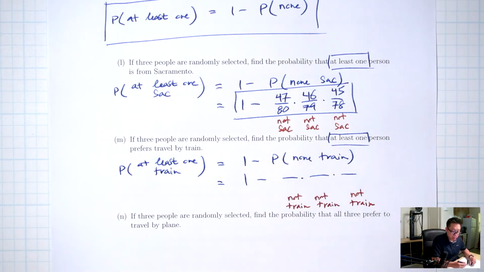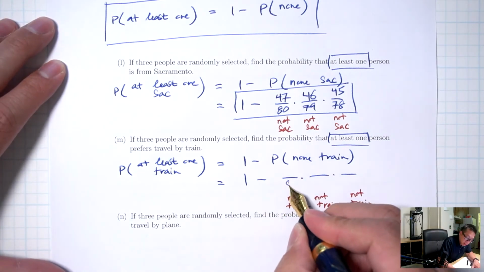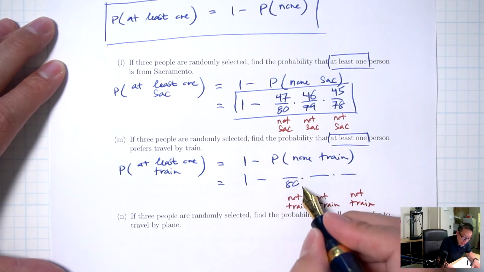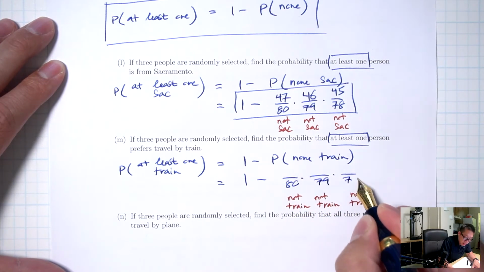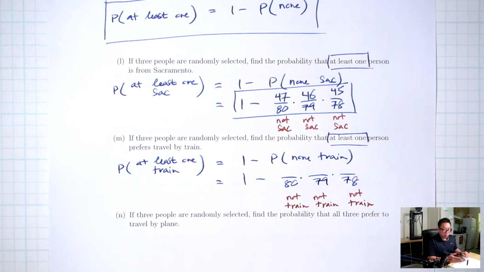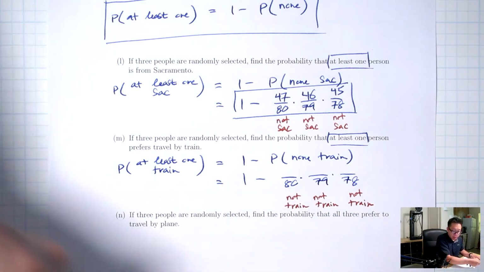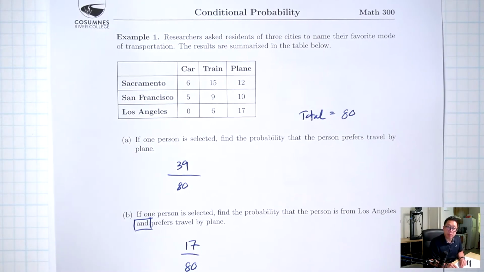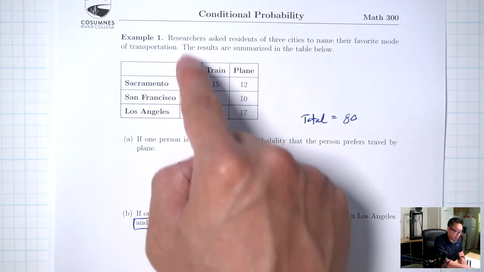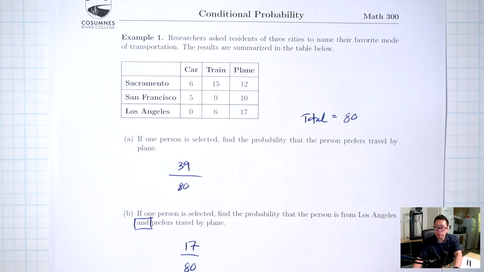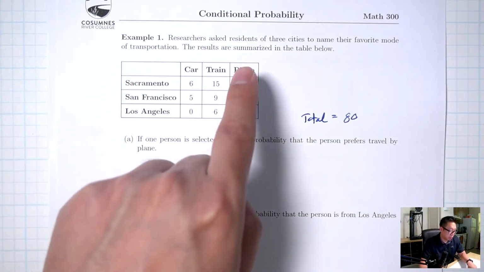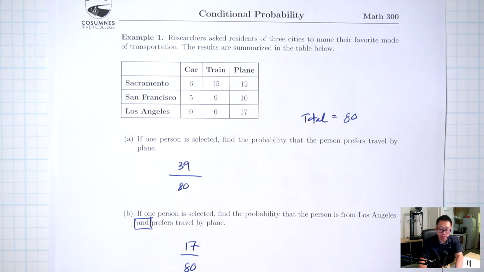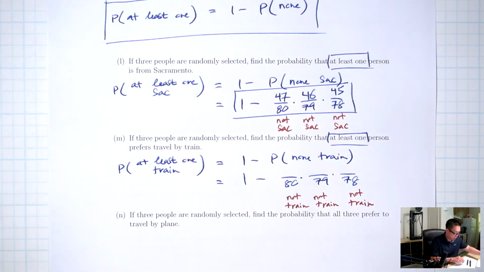First fraction, the bottom is going to be everybody, which was 80. And then it goes down, right? 80, 79, 78. Now, first fraction, I want not train. How many not train? Not train would be the cars, 650. And then the planes, 12, 10, 17. 650, 12, 10, 17. That's 50.